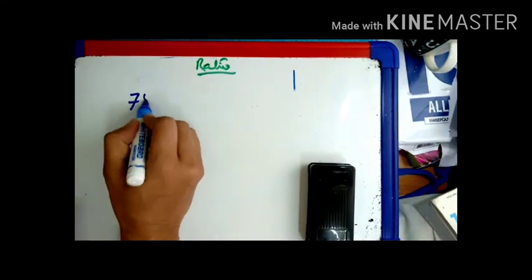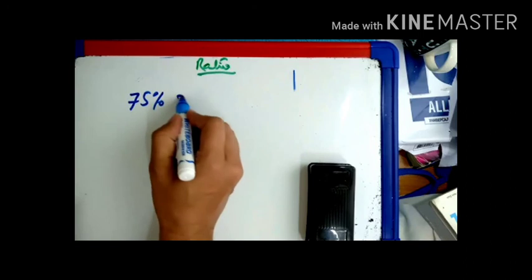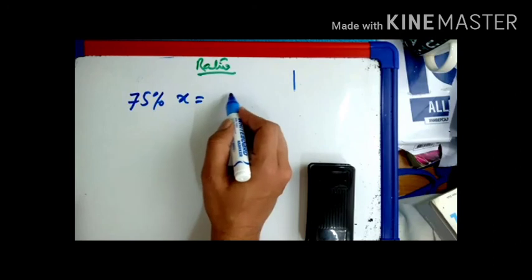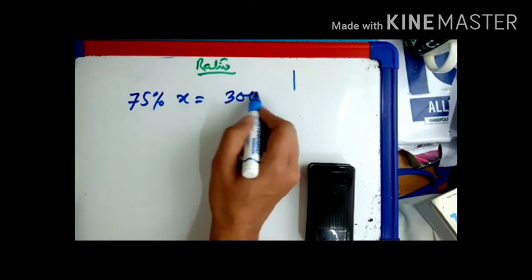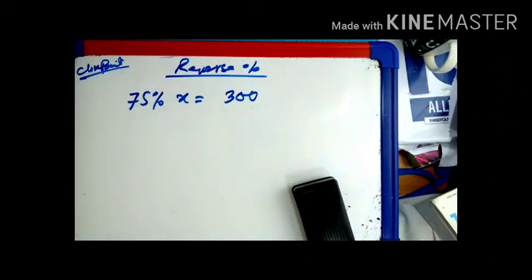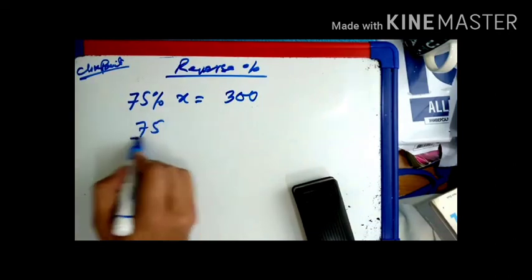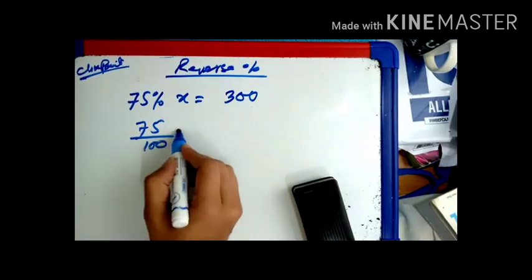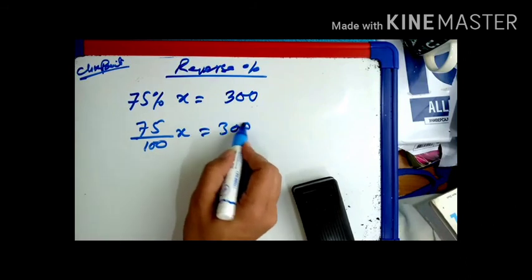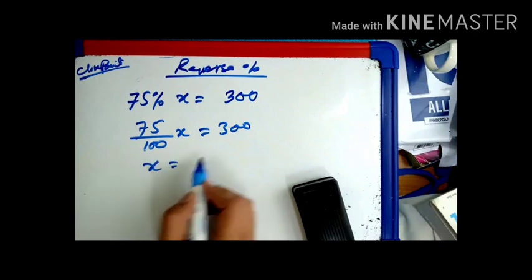75. I'll try. Okay, you will do it, inshallah. Suppose I say over here 100, 300. Okay, do it. So 75 over 100 of x equals 300. Equal to 300, then x equals 300 times 100 over 75.